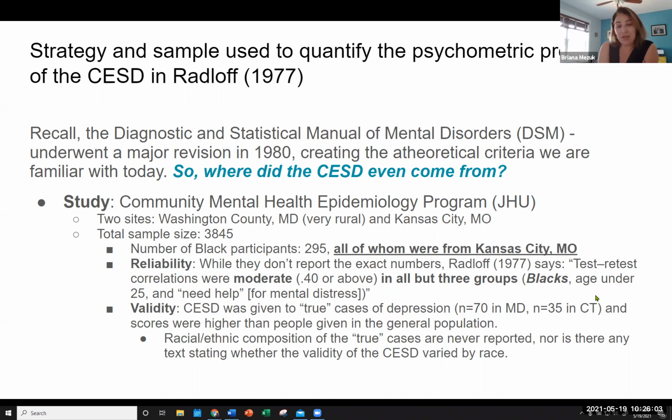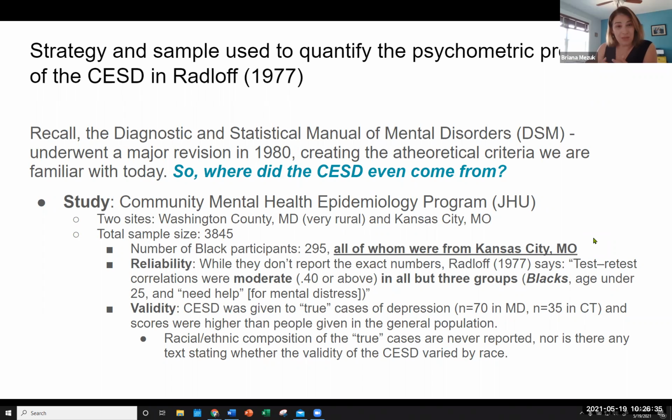And then the validity. So how did they measure the validity? These thresholds that we use all the time for indicating clinically significant depression. Well, the way they did it is they needed a true status. Remember, we don't have a gold standard, we have a lead standard. So their lead standard was people who were hospitalized for depression. In Maryland, there were 70 people and in Connecticut, 35 people. And I can only assume that they used Connecticut because that's where Yale was. There's no discussion as to why these sites were chosen.